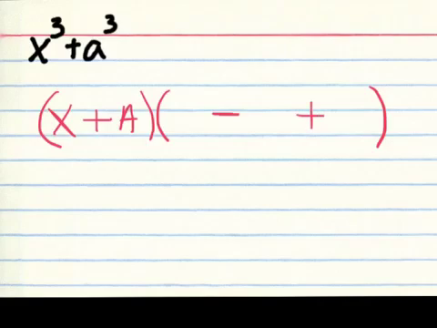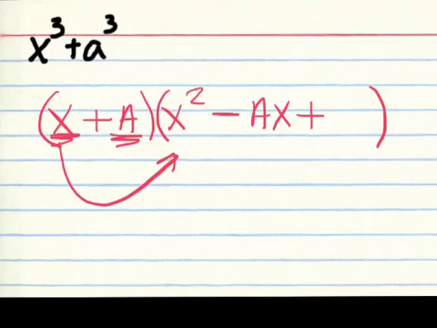So square this one to get x squared. Multiply these two together to get ax. Put them in alphabetical order. And then square this one to get a squared.